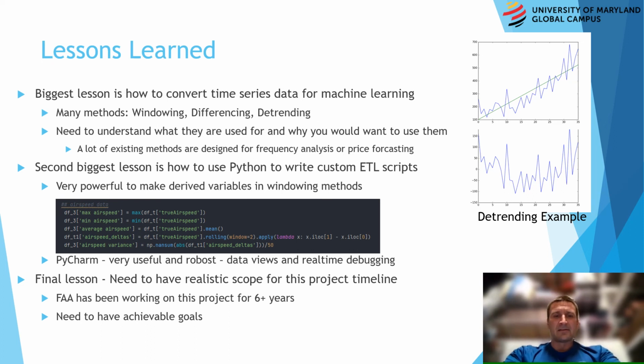There's many different methods. There's windowing, differencing, detrending. Windowing we already talked about. Differencing is basically taking a known value and seeing how it varies over time. Detrending, also an interesting one, where if you look at the graph on the right, you can see it has an upward trend. But if you take the linear plot of that and then get rid of that upward trend, you can see other variations in it.